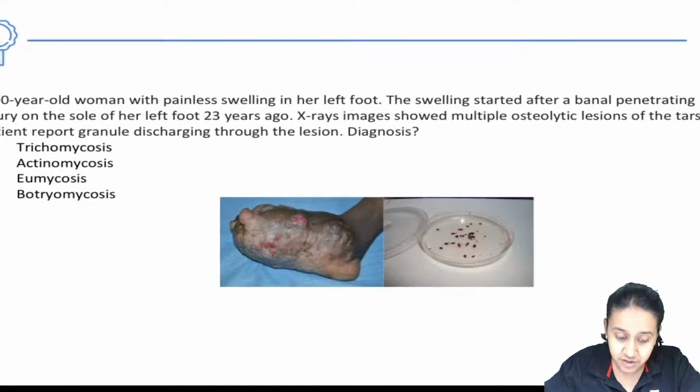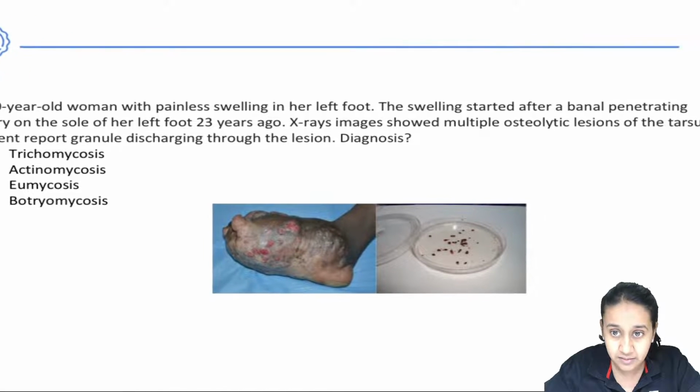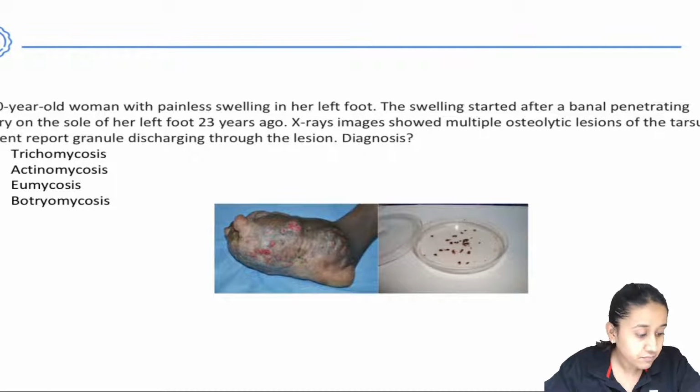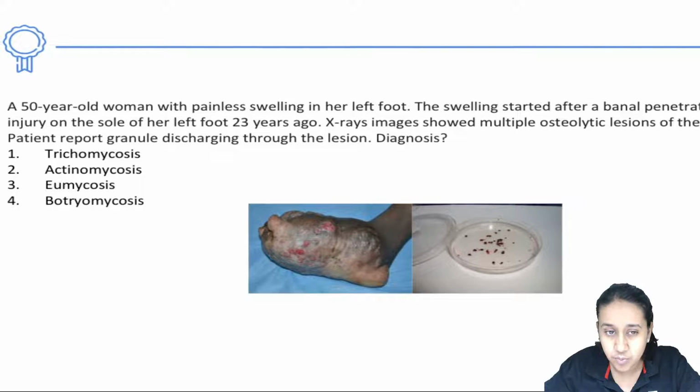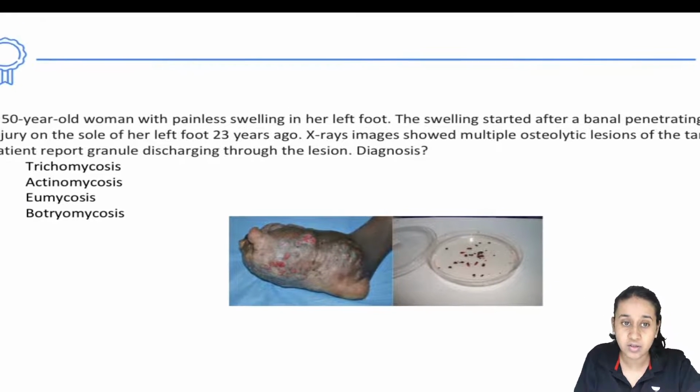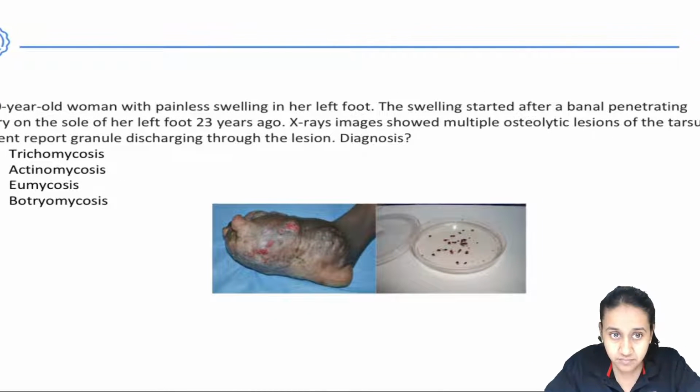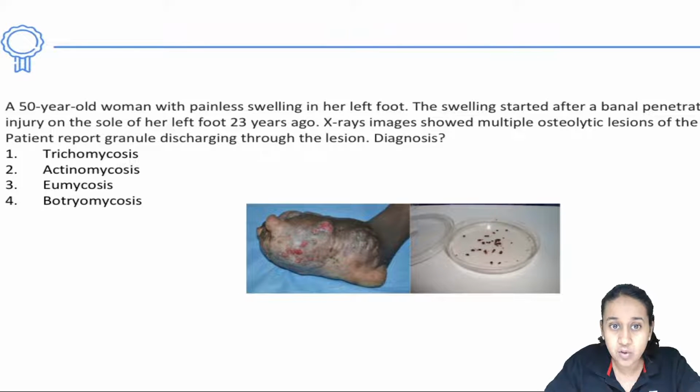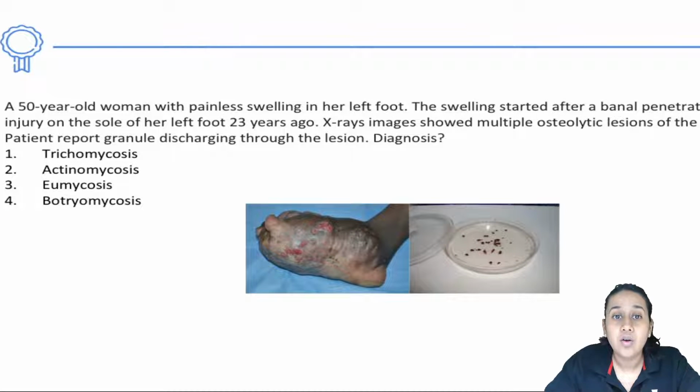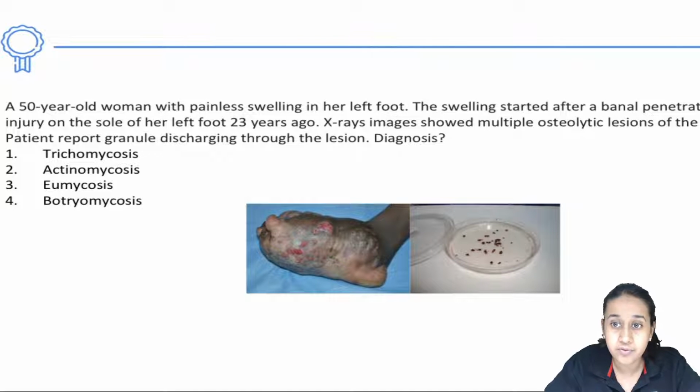Now starting with the first question of today's session, I want all my students to kindly answer. I hope you can see it. I don't know why the whole question is not being projected here. The question is, a 50-year-old woman with painless swelling in her left foot. The swelling started after a banal penetrating injury on the sole of the foot 20 years ago. The X-ray of the image shows osteolytic lesions of the foot. The patient reports discharging sinuses through the lesion. What will be the diagnosis?